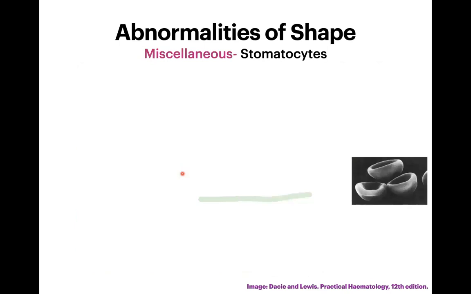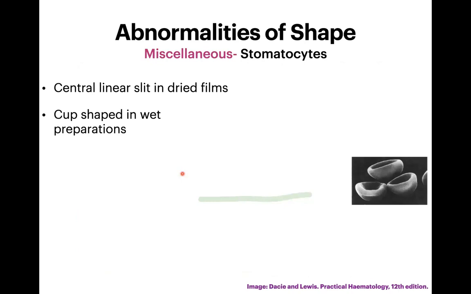Other abnormality is stomatocytes. Stomatocytes have a central linear slit in dried films. It again is an artifact. These cells are cup shaped in wet preparation, like you are seeing in these electron micrographic images. In these cells, the inner membrane is in excess. So we have talked about three membrane abnormalities. One was acanthocytes, where the outer membrane was in excess. Then target cells, where both membranes are in excess, and stomatocytes, where the inner membrane is in excess.